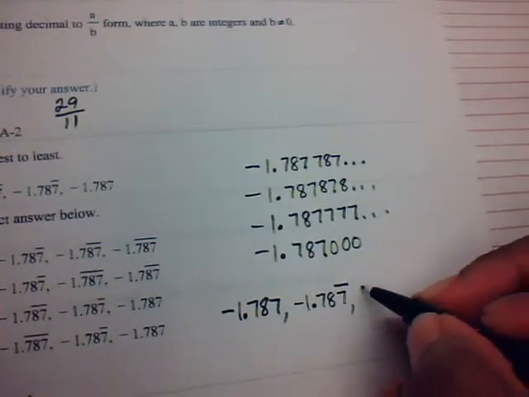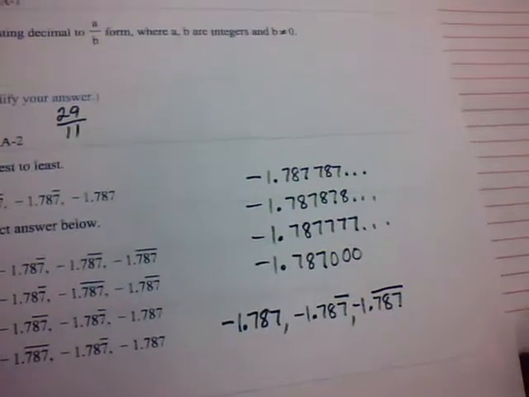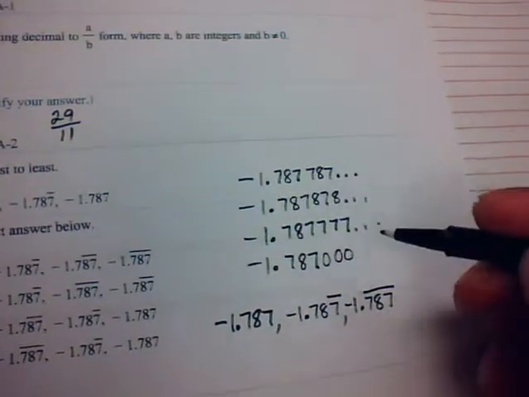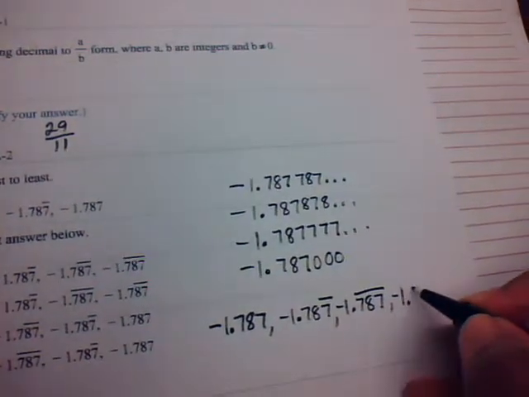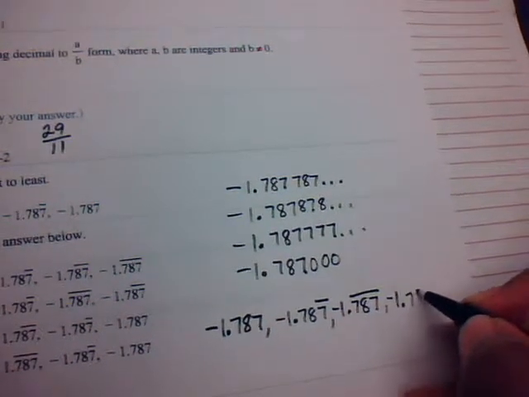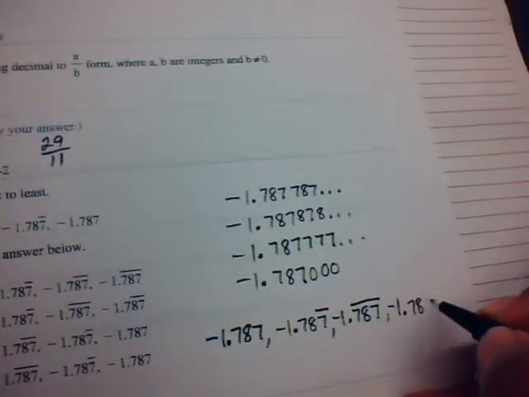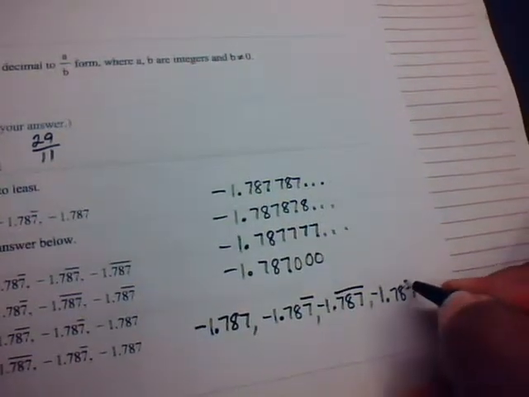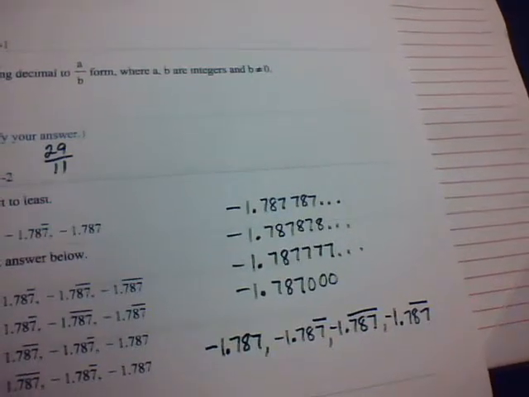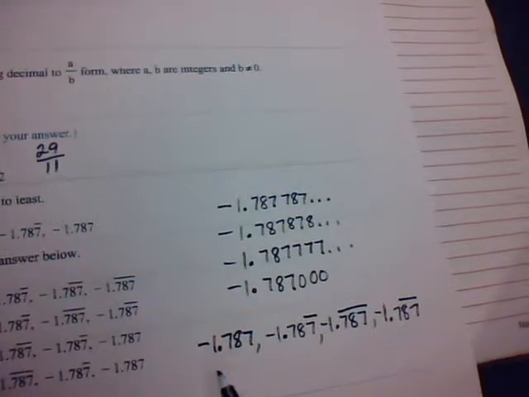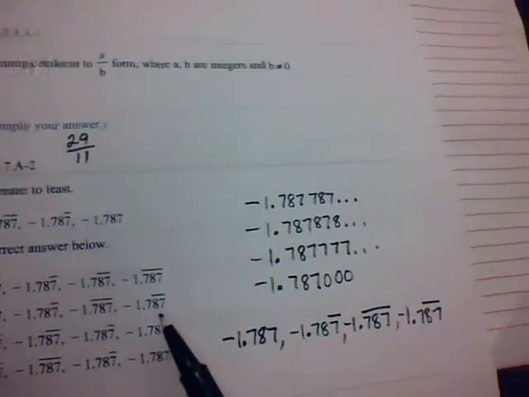And then negative 1.787 with a bar on top that repeats. That will be the next number. And then the last one will be negative 1.78. Well, just the 8 and the 7 repeats. So in this case, to answer that question, it will be answer B.